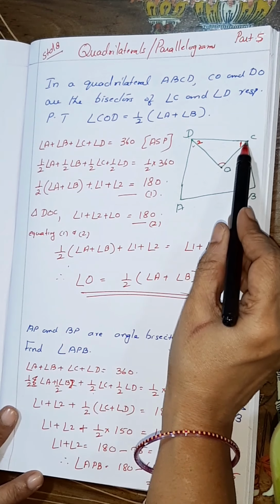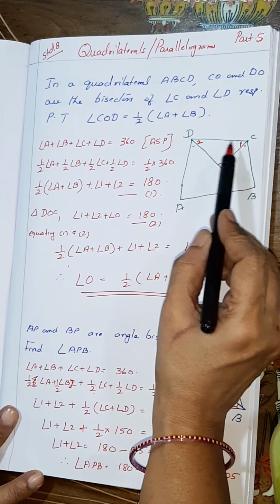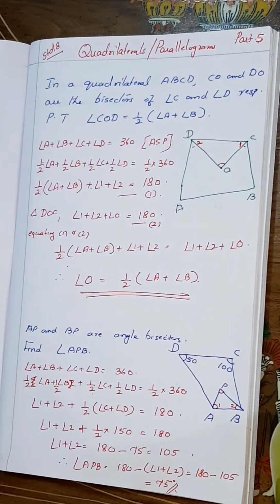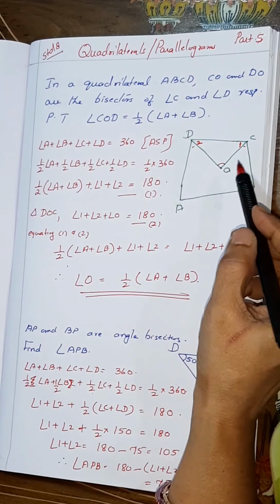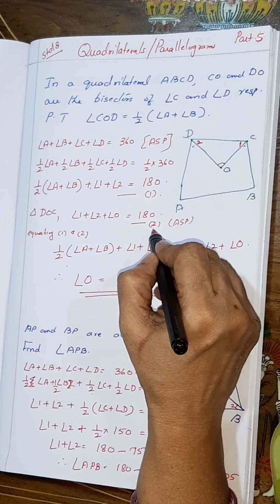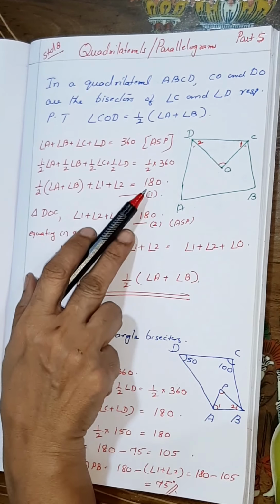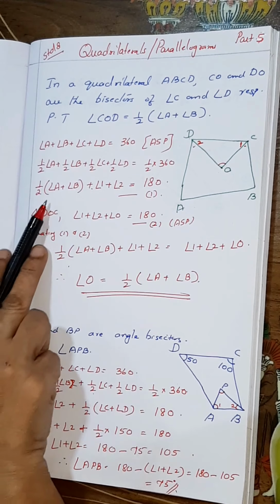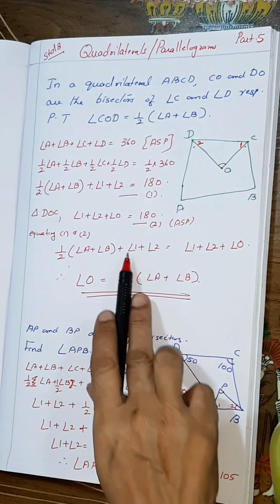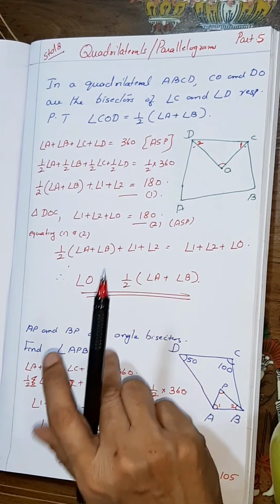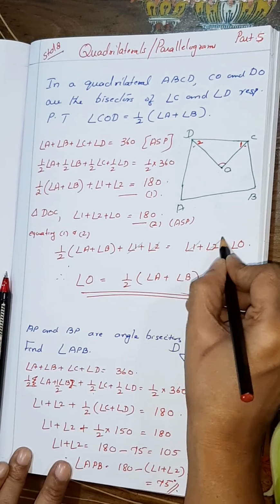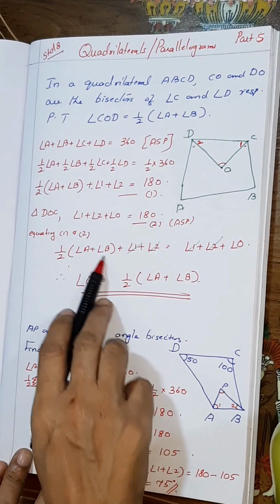Now consider this triangle COD, angle 1 plus angle 2 plus angle O is equal to 180 degrees. Angle sum property again. So name it as equation 2. Now since these are 180, you can equate the LHS. So half of A plus B plus 1 plus 2 is equal to 1 plus 2 plus angle O. So 1 plus 2 get cancelled on both sides. So now angle O is equal to half of angle A plus angle B.